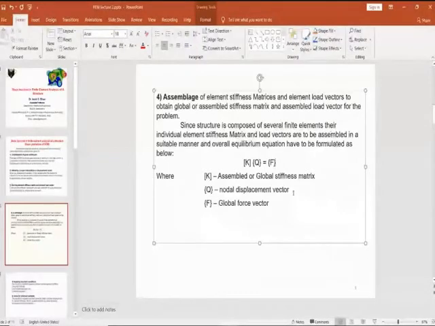Nodes means, in the last class, what are nodes? Nodes are the points where two elements are joined together. Okay, where two elements are joined together.